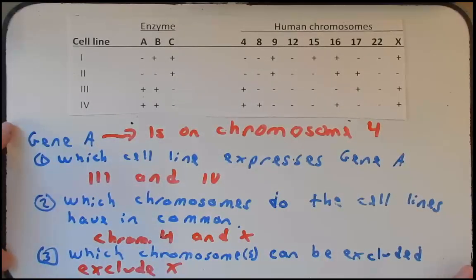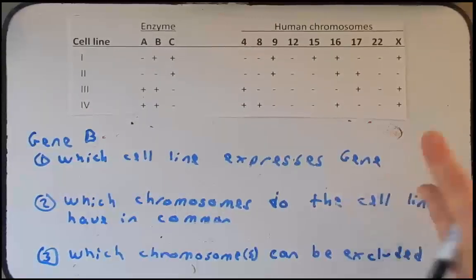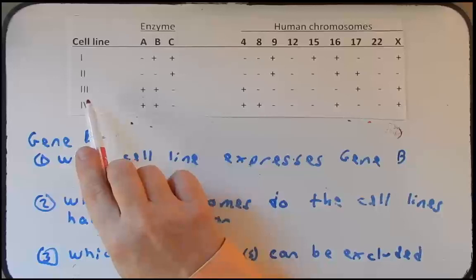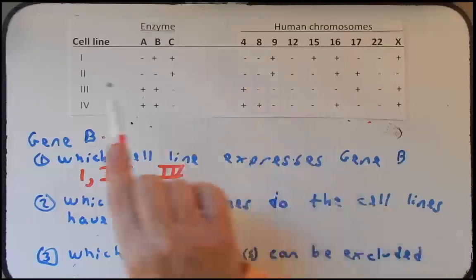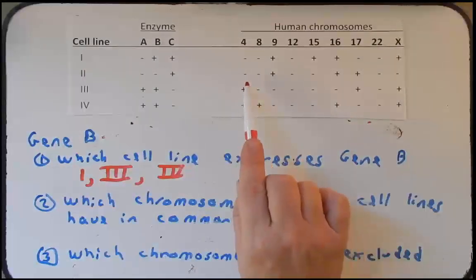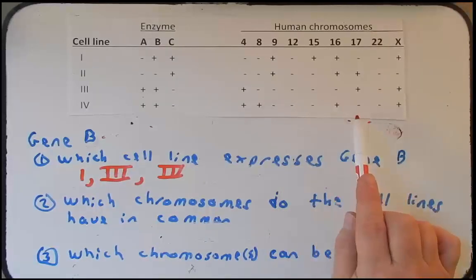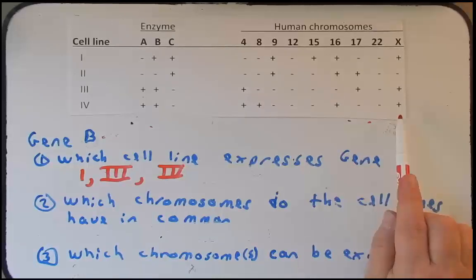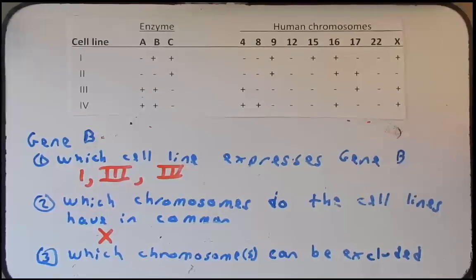Okay, let's now briefly look at the locations of genes B and C. So instead of gene A, let's look at gene B. So which cell lines express gene B? Gene B is expressed by cell lines 1, 3, and 4. The next thing we want to do is which chromosomes do these cell lines 1, 3, and 4 have in common? So we want to see a plus sign in the rows for cell lines 1, 3, and 4. So we go here, can't be chromosome 4, 8, 9, 12, 15, 16, can't be 17 either, or 22. X chromosome. The X chromosome is found in cell lines 1, 3, and 4. So in this case, our only option is the X chromosome.